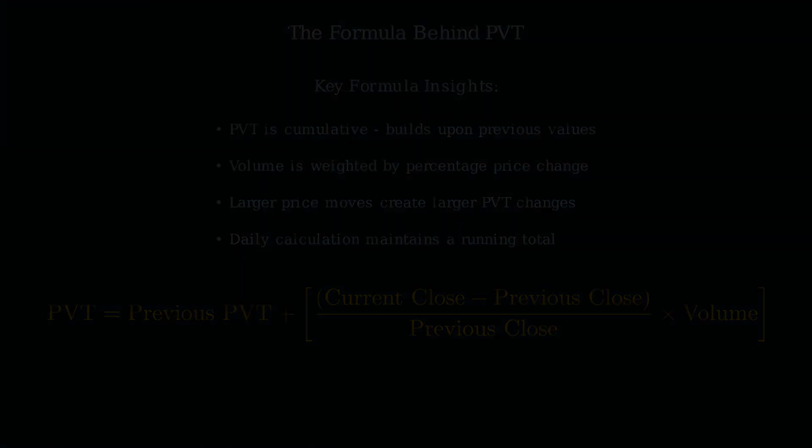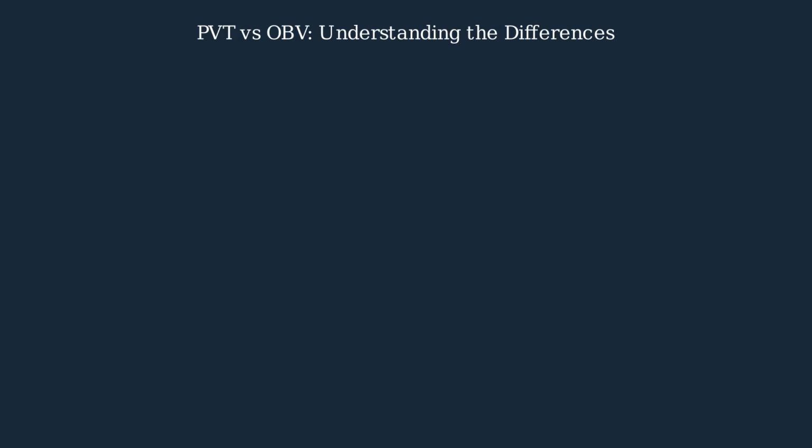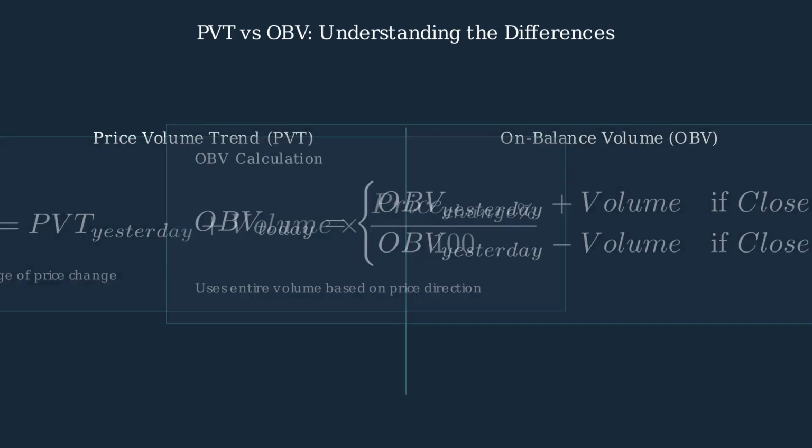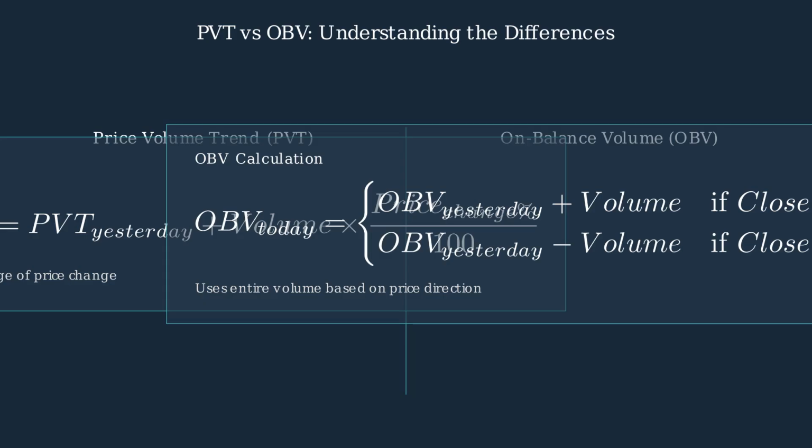PVT and OBV are both volume-based indicators, but they differ in how they incorporate price data. The main difference lies in their calculation methods. OBV uses a binary approach, while PVT considers the percentage of price change.